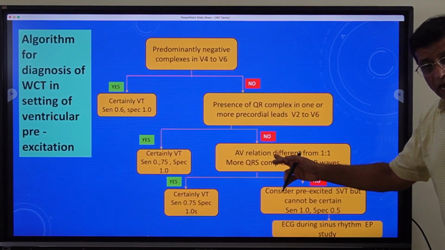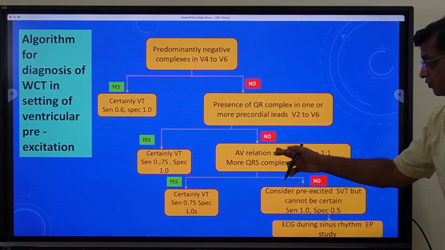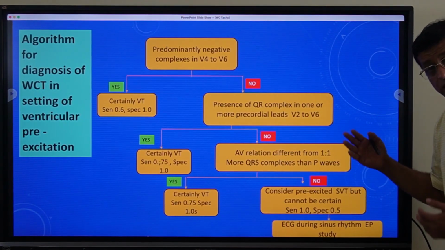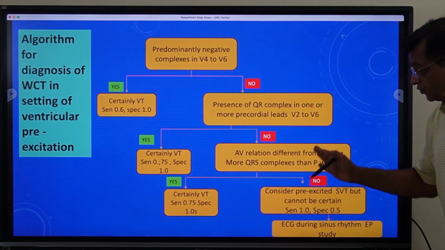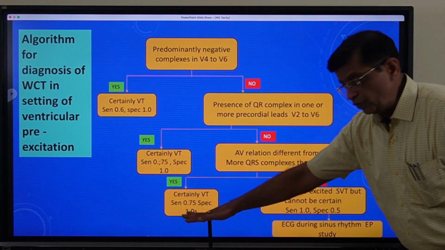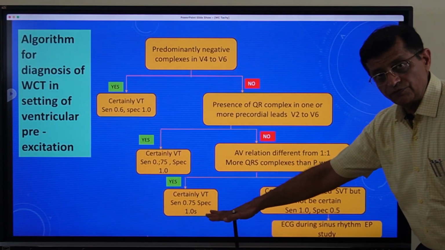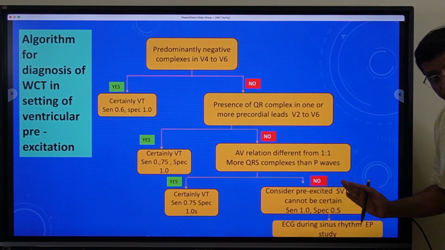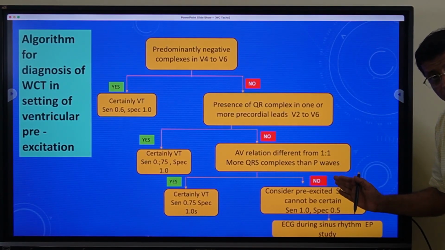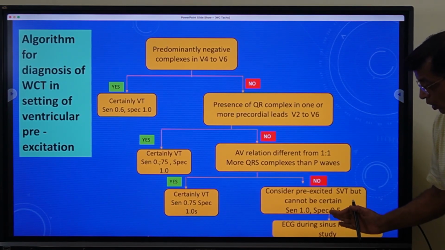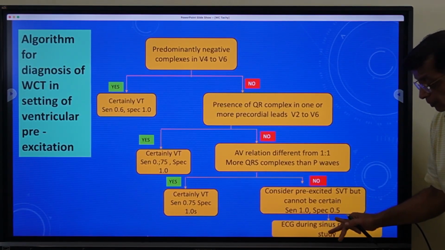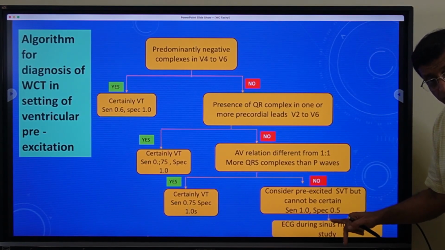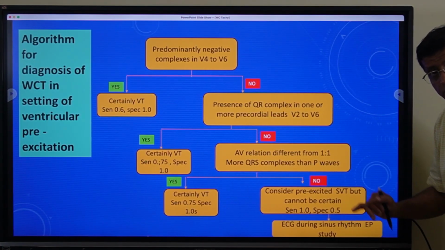If it is also absent, then look for an AV relation different from 1:1, that is, whether there is AV dissociation. If there is AV dissociation, it is certainly VT. Again, sensitivity of 0.75 and specificity of 1. If you do not see any AV dissociation, then it could be either SVT or VT, you don't know, probably antidromic AVRT. So you require an ECG during sinus rhythm or probably an EP study.